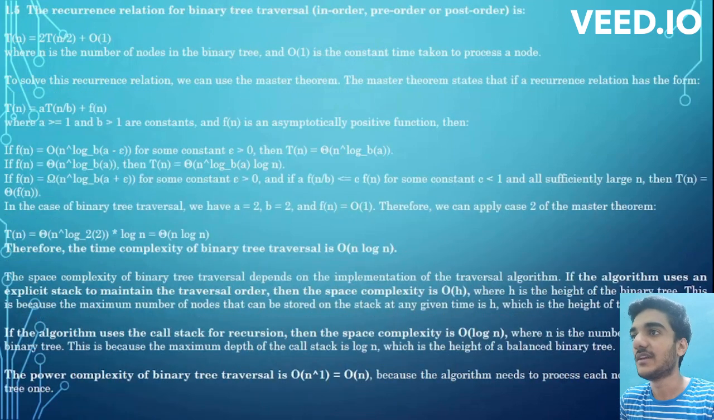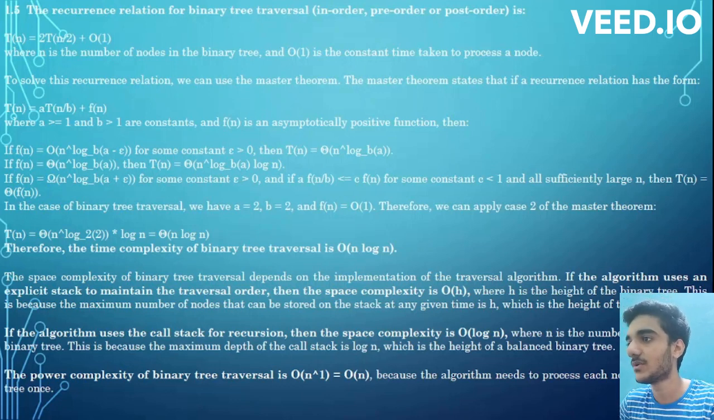The recurrence relation for binary tree traversal in-order, pre-order, or post-order is T(n) equal to 2T(n by 2) plus O(1), where O(1) is the constant time taken to process a node and n is the number of nodes in the binary tree. We can solve this equation by Master's theorem, which will give us the result n log n time complexity and space complexity O(h), where h is the height of the tree, and the power complexity of log n.